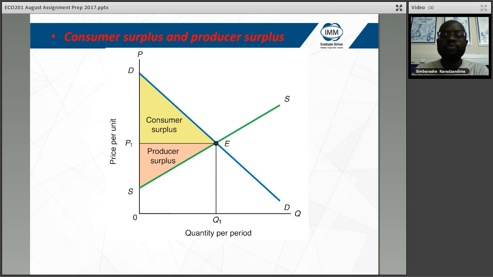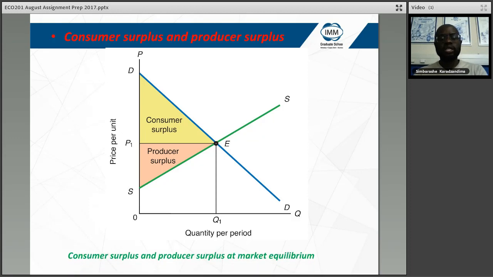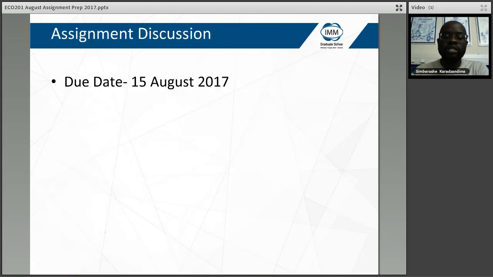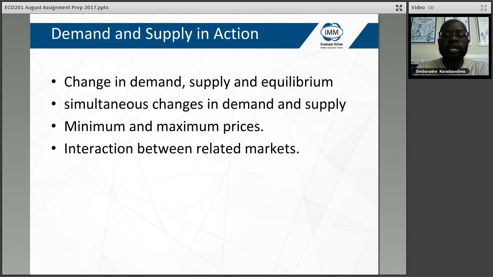Producer surplus is the same thing. The producer was expecting to sell at a lower price, but when they took the product to the market, they actually sold it at a higher price. So it means they made more profit than what they were anticipating. Producer surplus is the area that is above the supply curve but below the market price.